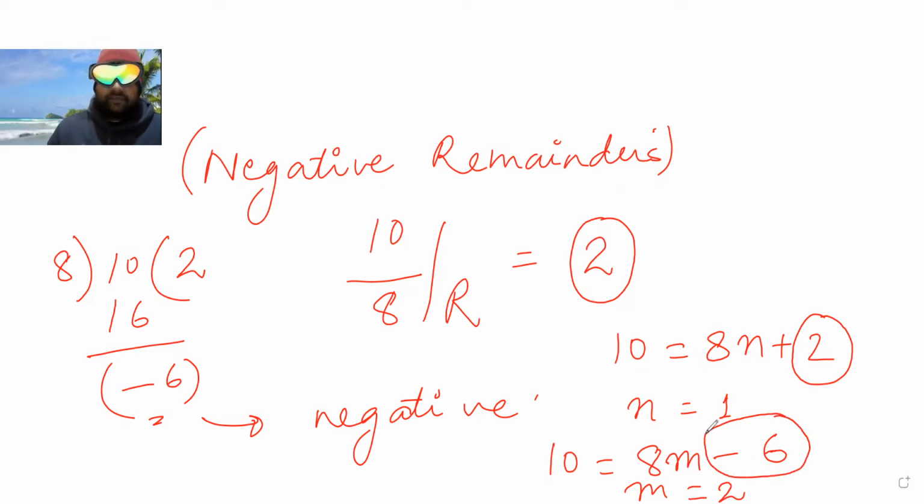So that is the concept. So +2 and -6, effectively same thing. Clear now? It's very simple. If the positive remainder is 2, you just subtract the positive remainder from your divisor, which is 8 in this case. And then whatever number you get, put a negative sign to it, that becomes your negative remainder.